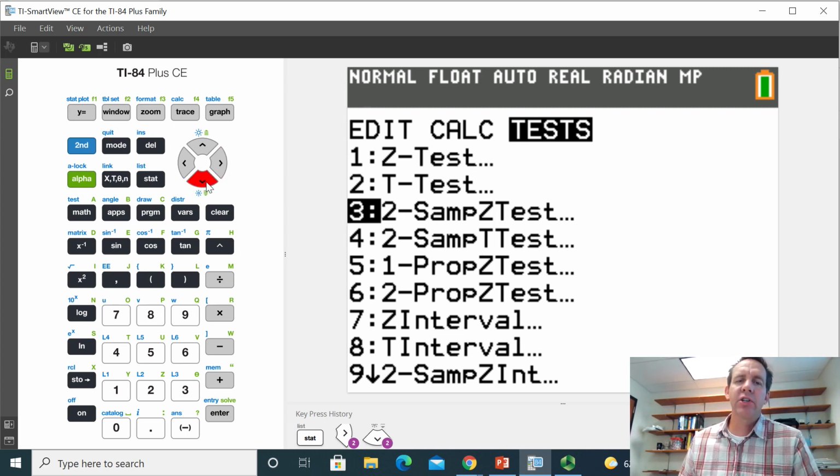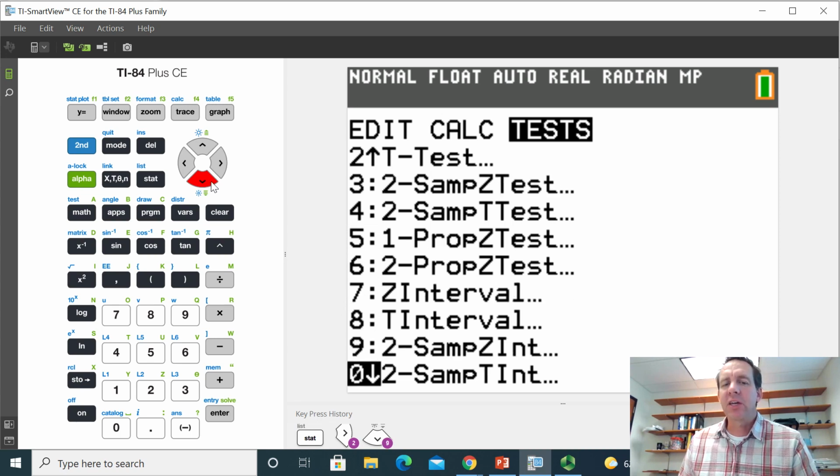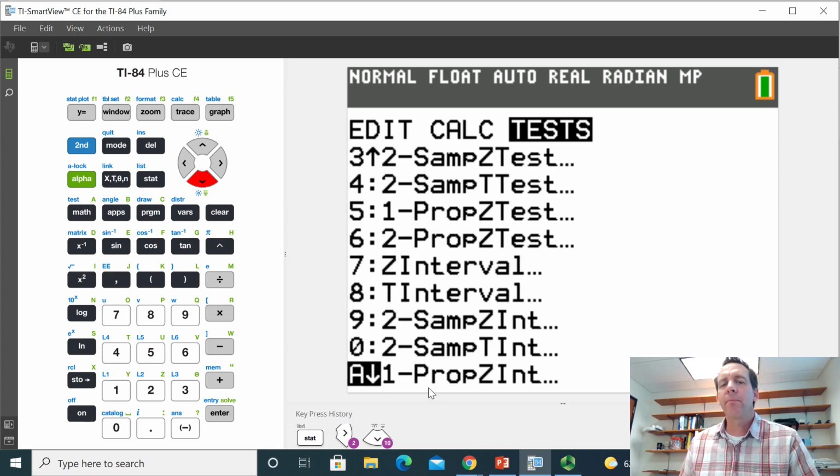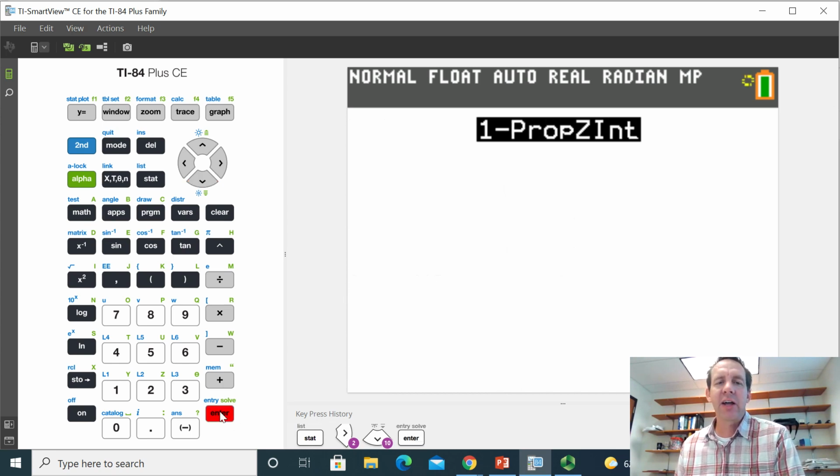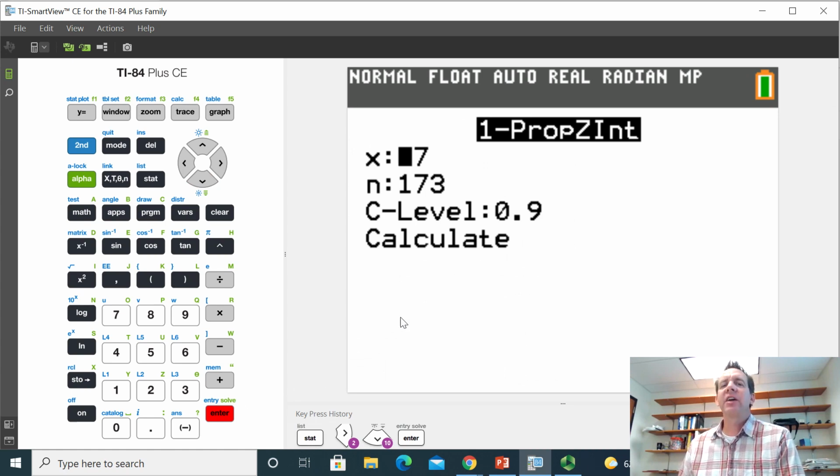If you scroll down, at least on my calculator, it's option A. Yours might be different. But the key thing that you want to look for is the 1-PropZInt. That stands for one proportion Z interval. We'll go ahead and select that. And then we have to give it the inputs.